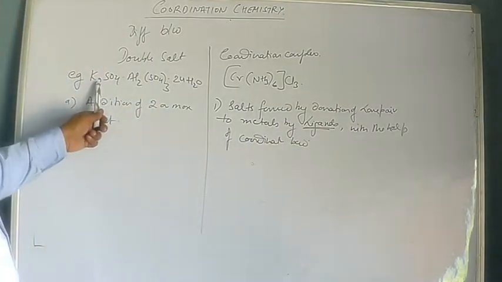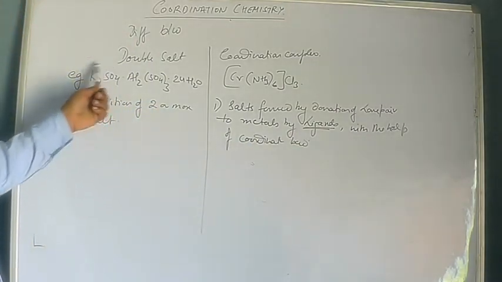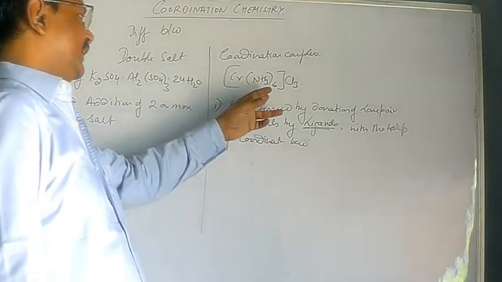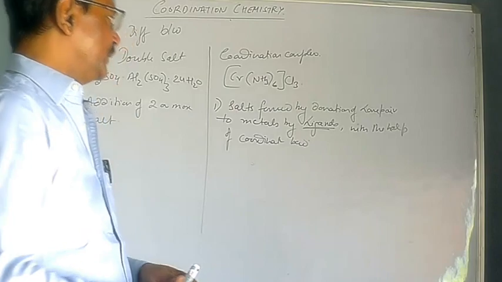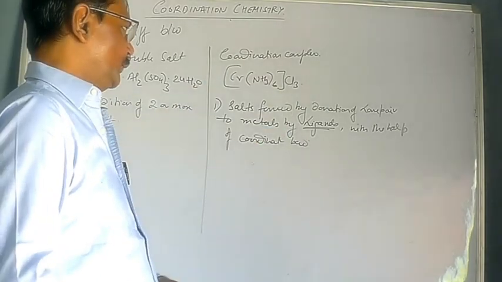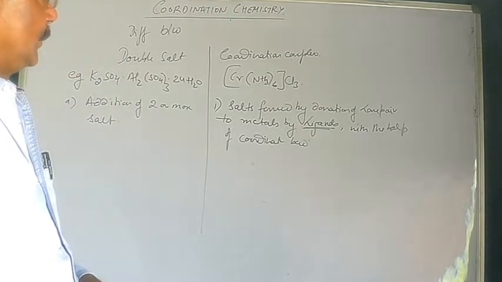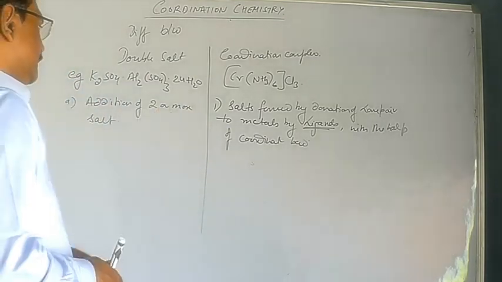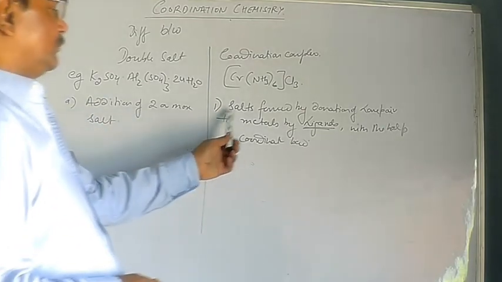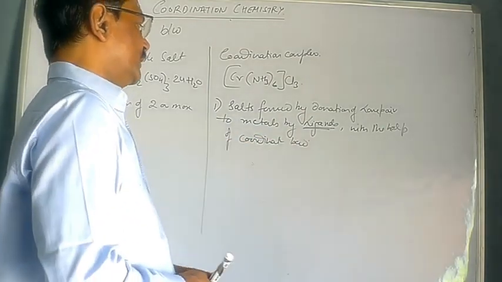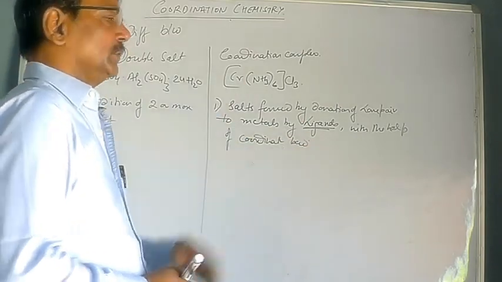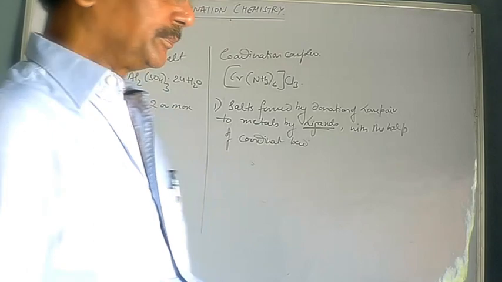There is no coordinate bond over here. See, ionic salt, water of crystallization. But in this case, we find that something is written in the square bracket. Ammonia is there, chromium is there, Cl3 is there. What are they doing? You will understand in 1 or 3. But for the time being, understand this: it is the addition of two or more salts, and salt formed by donation of lone pair of metals by ligands. Ligands are lone pair donors with the help of a coordinate bond, and this is called a coordination complex.